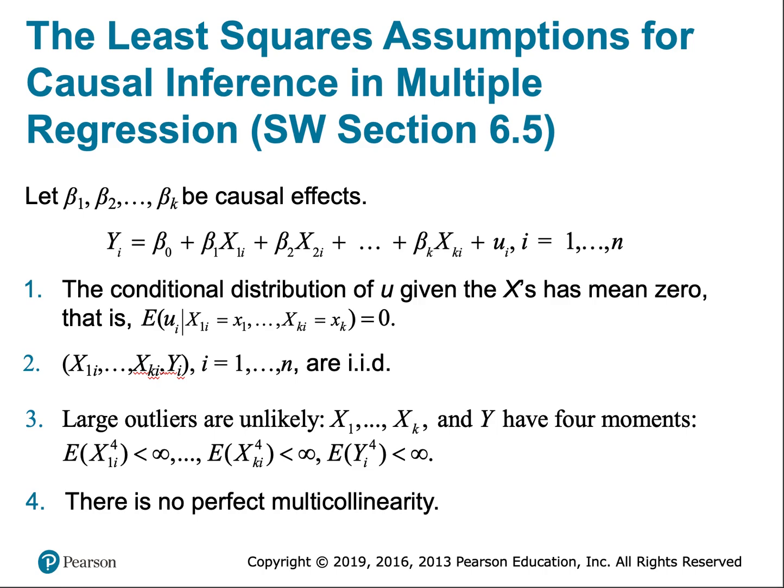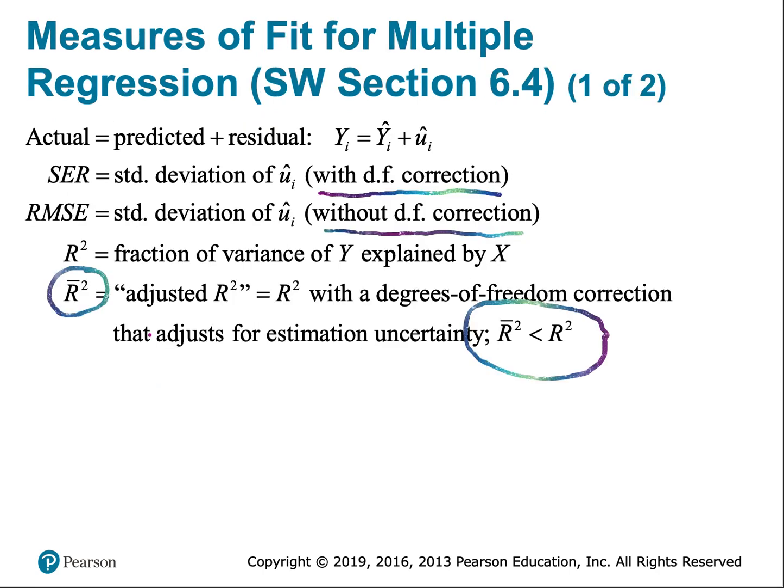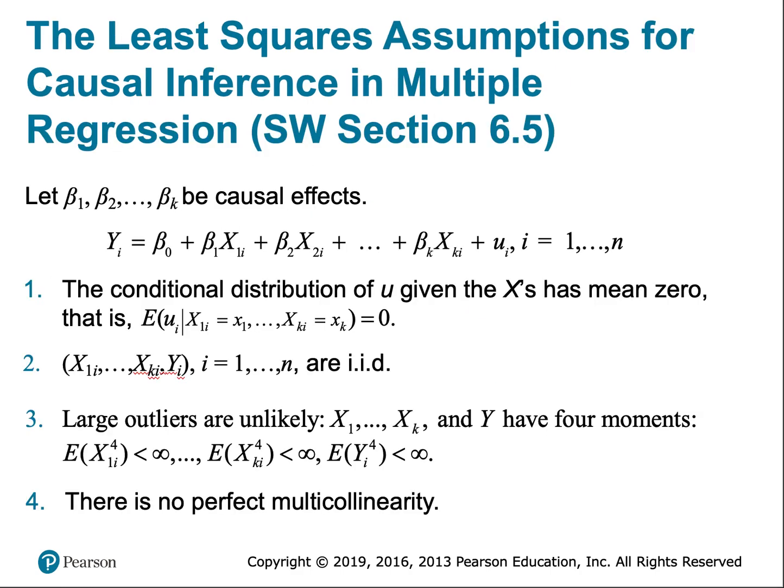In the last video, we discussed the measures of fit for the multiple regression model. We looked at root mean squared error and the standard error of the regression, both measures of the standard deviation of the OLS residual, where the standard error of the regression has a degrees of freedom correction. We also looked at the coefficient of determination, R squared, and adjusted R squared, where adjusted R squared now has a degrees of freedom correction. Okay, now back to what we're discussing in this video: least squares assumptions for causal inference in multiple regression.